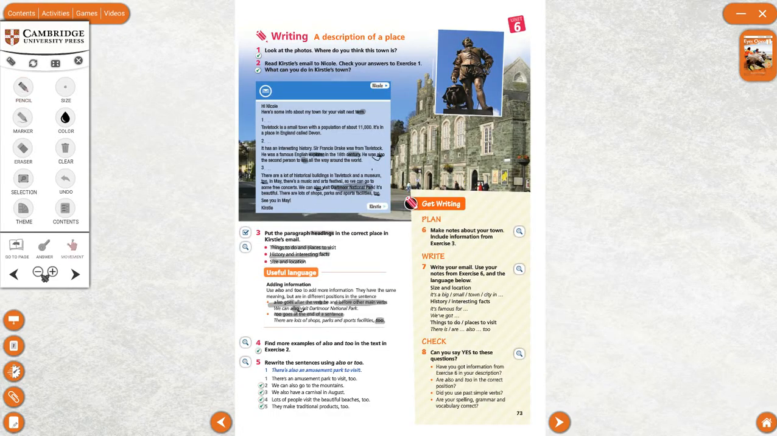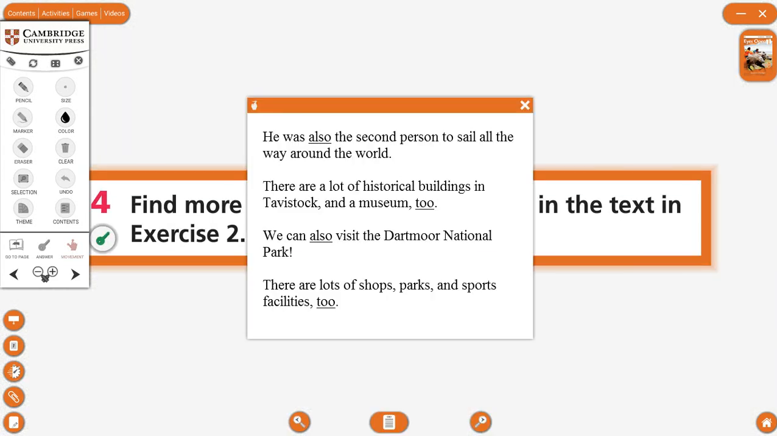I'll open exercise 4 for checking our answer. Also, too.